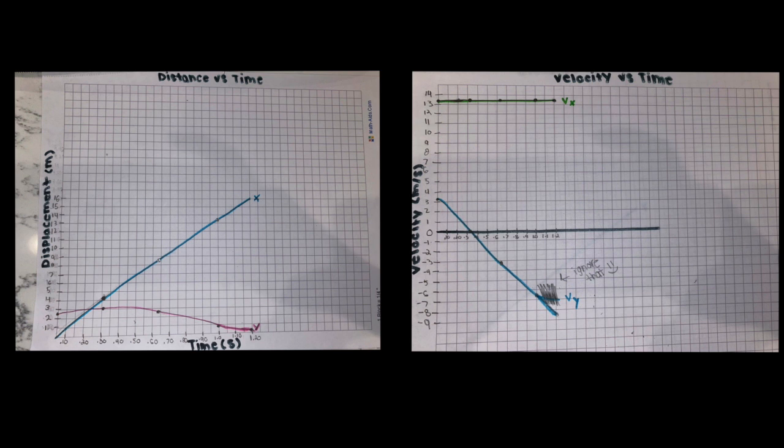Next, I graphed a distance versus time graph and a velocity versus time graph to showcase my data. For the distance versus time graph, I plotted the x displacement, y-axis, versus time, x-axis, in blue. I also graphed the y displacement, y-axis, versus time, x-axis, in red. For the velocity versus time graph, I plotted the Vx velocity, y-axis, versus time, x-axis, in green. I also graphed the Vy velocity, y-axis, versus time, x-axis, in blue.